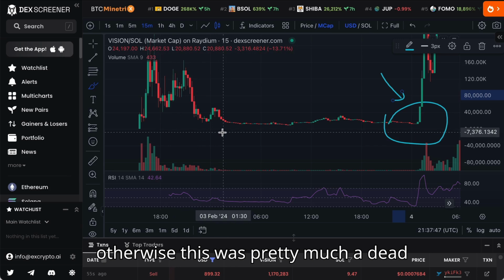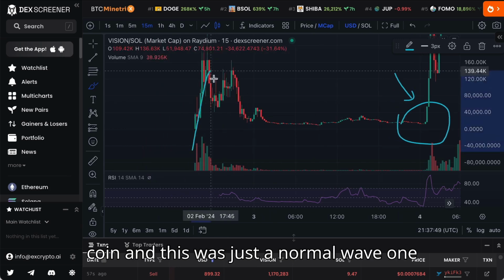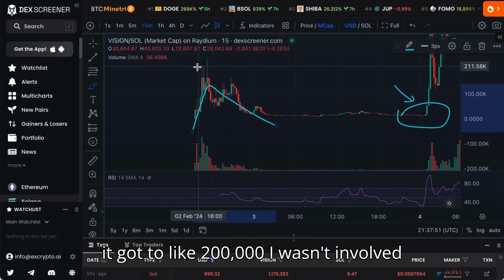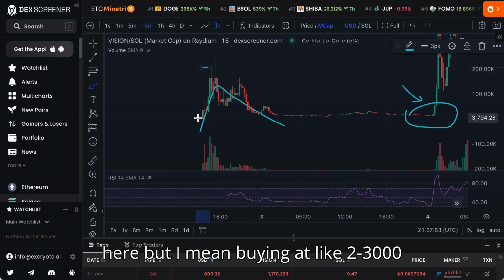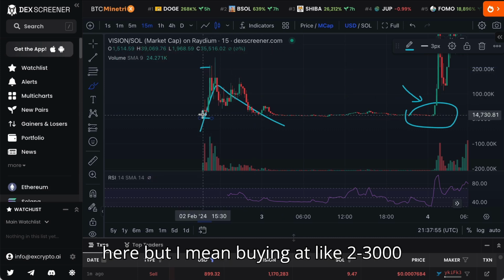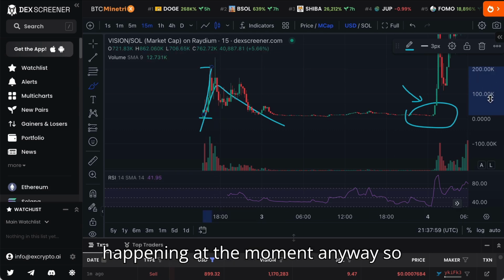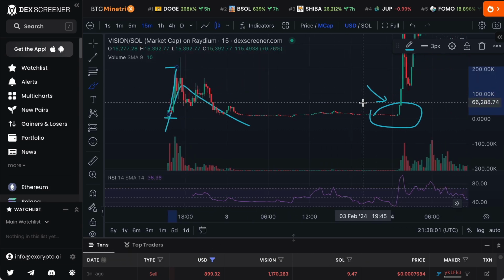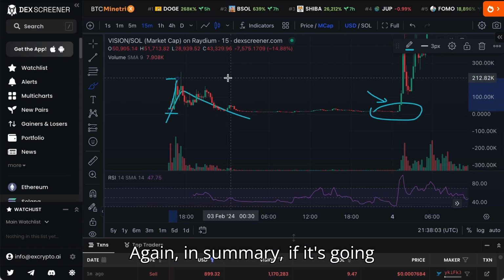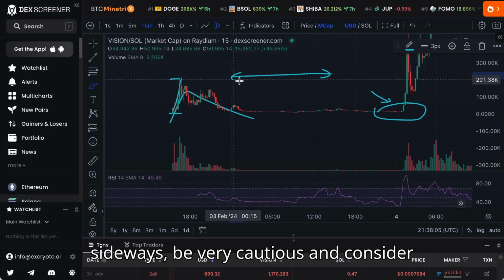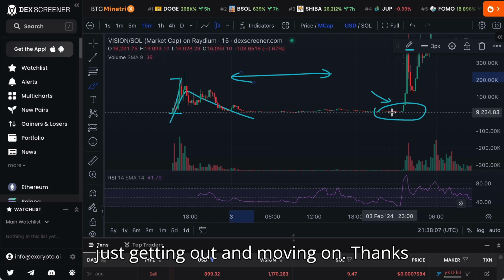I don't care what it is. Whatever it is, something happened. Otherwise, this was pretty much a dead coin, and this was just a normal wave one as we've seen before. And it did all right. It got to like 200,000. I wasn't involved here, but buying at like 2,000-3,000 market cap to 200,000, that was actually a much better move than anything happening at the moment anyway. So, again, in summary, if it's going sideways, be very cautious and consider just getting out and moving on.